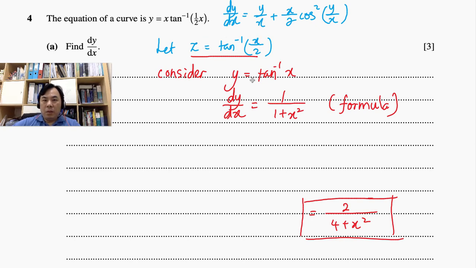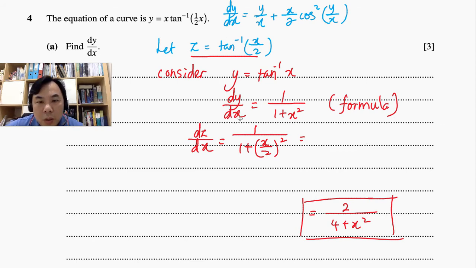Now, because your x is not just x, it's x over 2, therefore for this case, the dz/dx is basically 1 over 1 plus x over 2 squared. All right, so now you will see where that number actually comes from. So there's another half here, because this one is actually differentiated here. So from here, this is where you get a 2 over 4 plus x squared. Now I hope that is clear.